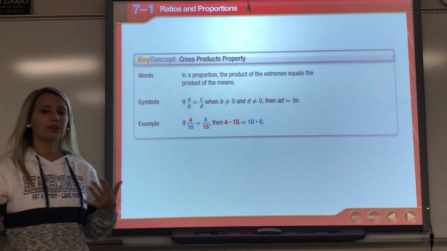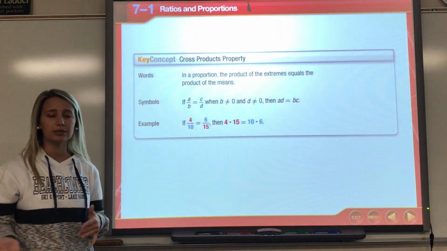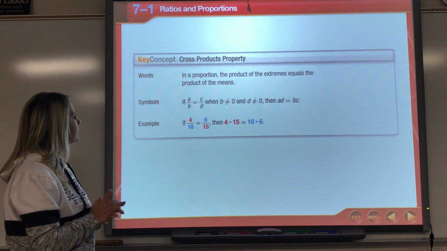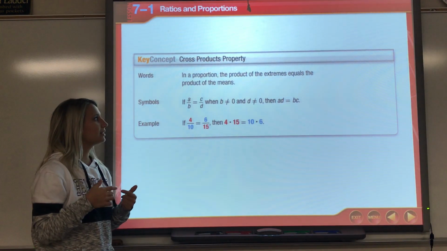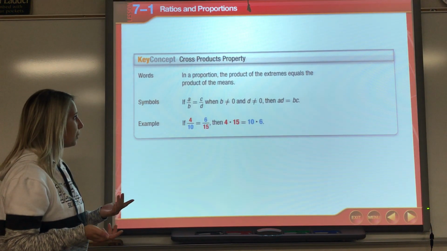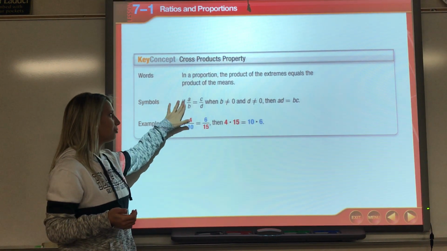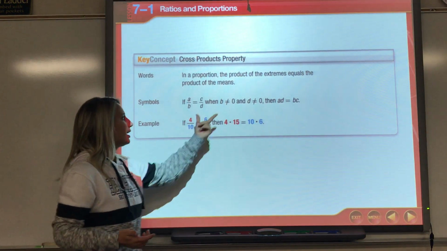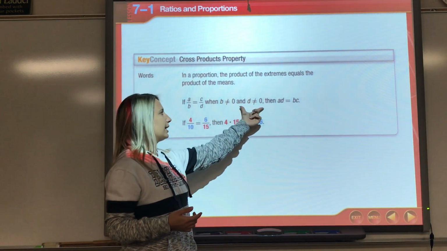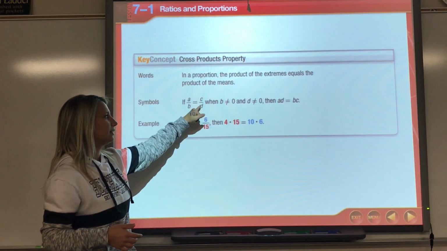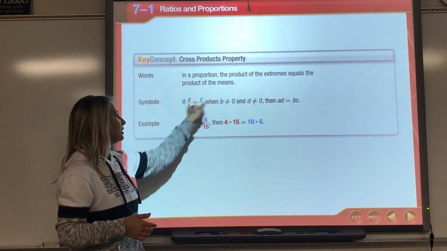All right, so here's the cross products property. You guys probably use this a lot in Algebra 1, maybe Algebra 2 as well. So it's saying in a proportion, the product of the extremes equals the product of the means. Okay, so what we're talking about is if we have A over B equals C over D, like we talked about in the vocabulary. Now if B is not equal to 0 and D is not equal to 0, then the product of A and D is equal to the product of B and C.